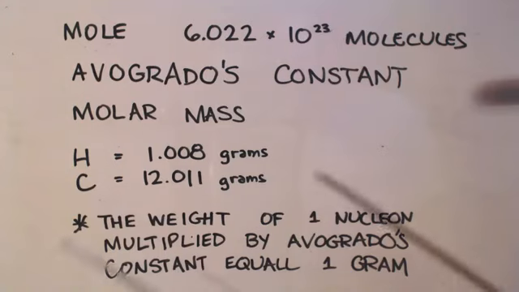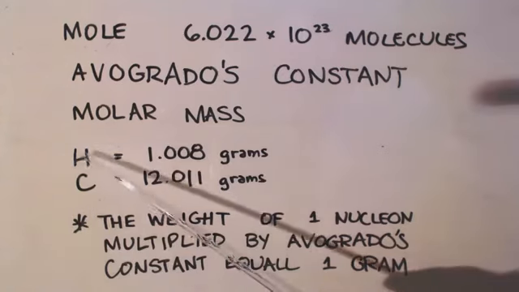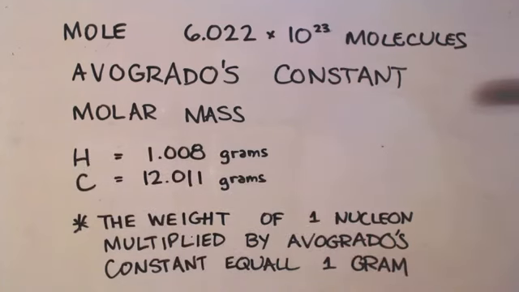When they figure out these molar masses, they're figuring it out for the average isotope, the average of all the isotopes together. Since most of them only have one proton and no neutrons, it would be 1.